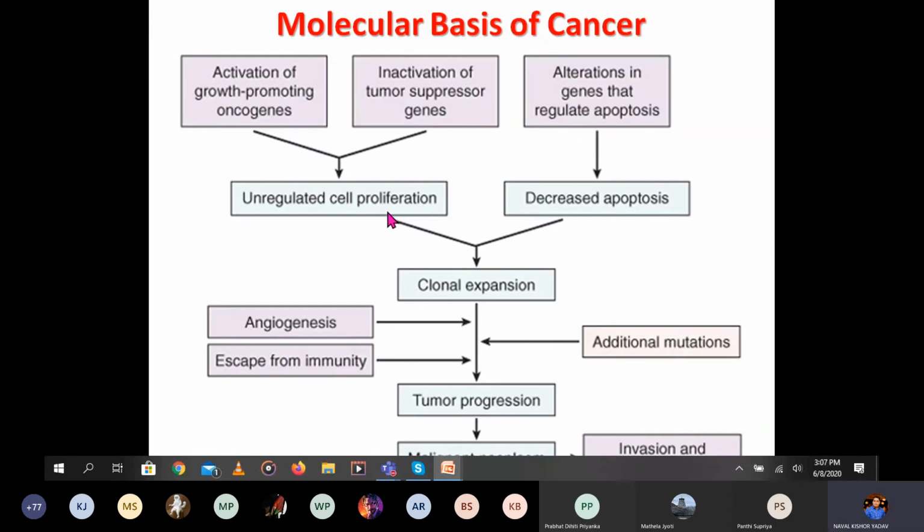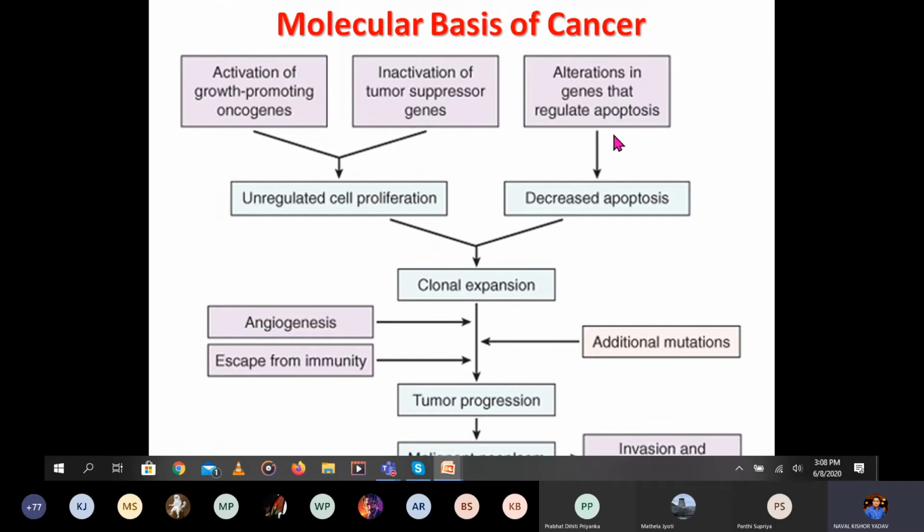So what will happen after these three sequences take place? There is up-regulated cell proliferation. Tumor suppressor is inactivated, and growth promoting oncogene is activated. So there is up-regulated cell proliferation, clonal expansion, tumor progression, and you'll have the cancer. Finally, you will develop the cancer.